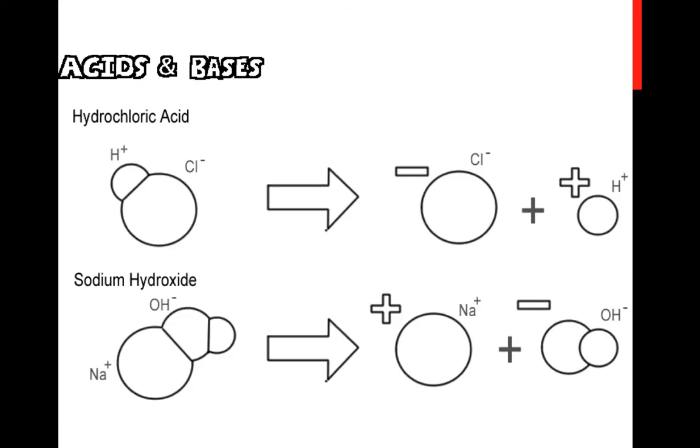Here are common ones that people know about. Hydrochloric acid is HCl. When you add HCl in water, it's going to break up into Cl and H. So there are more of those H plus ions so that you can prove that it's an acid. Sodium hydroxide, you have an Na and an OH. When it breaks up, you have Na and OH over here. So more hydroxide ions equals a base.